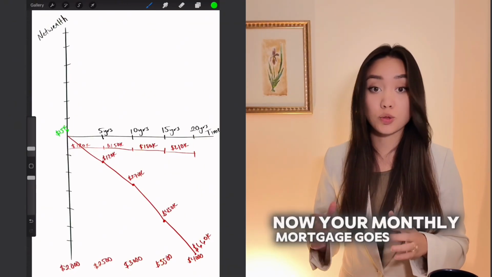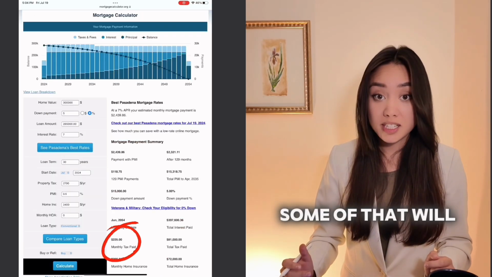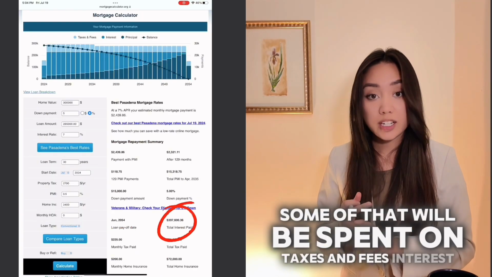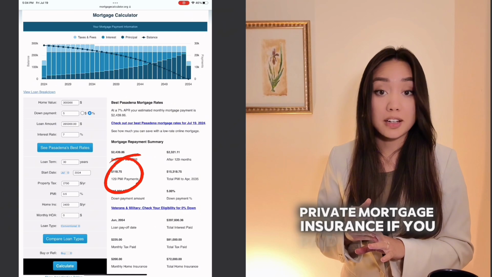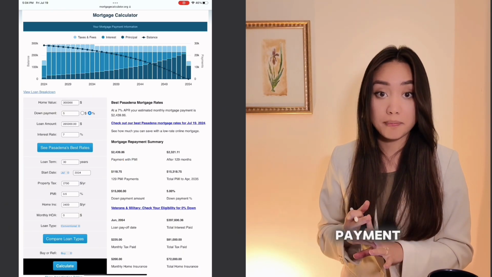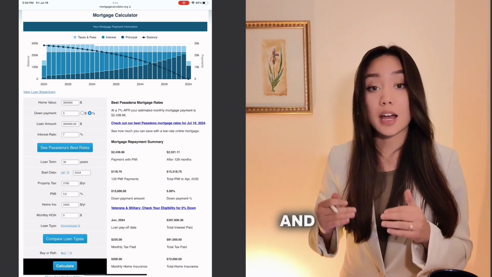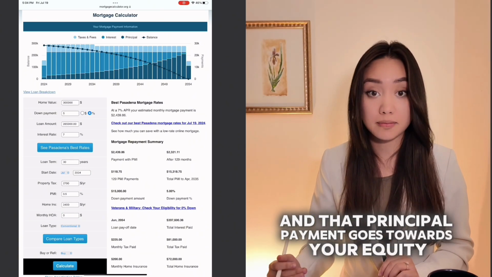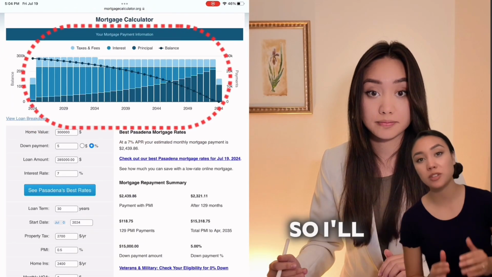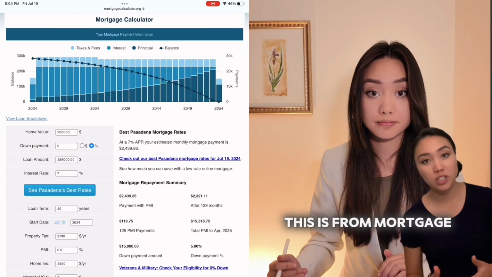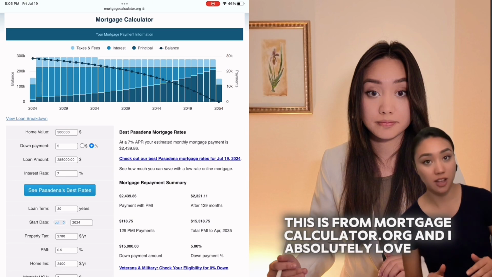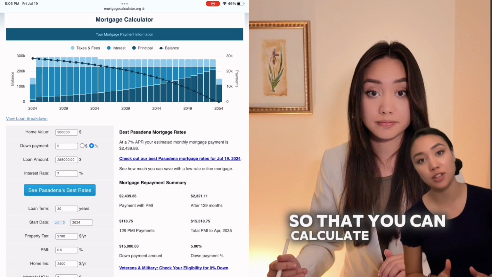Now your monthly mortgage goes towards several different things. Some of that will be spent on taxes and fees, interest, private mortgage insurance if you paid under 20% for your down payment, but part of it will go to your principal, and that principal payment goes towards your equity. Now, I'm about to use this graph in this example, so I'll take a second to explain it. This is from mortgagecalculator.org, and I absolutely love them. I'll have them linked below so that you can calculate your own mortgage needs.